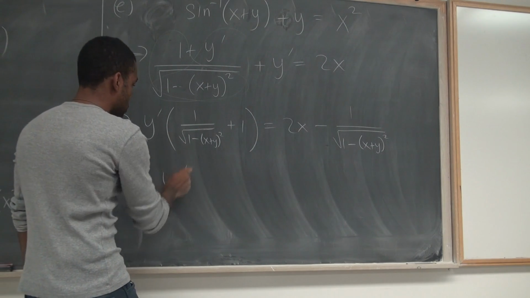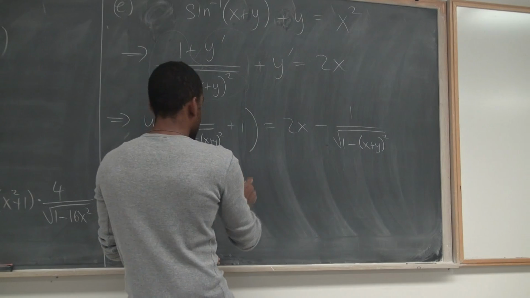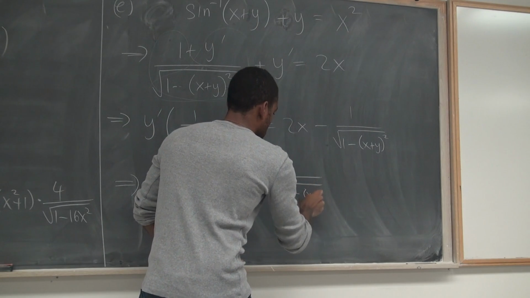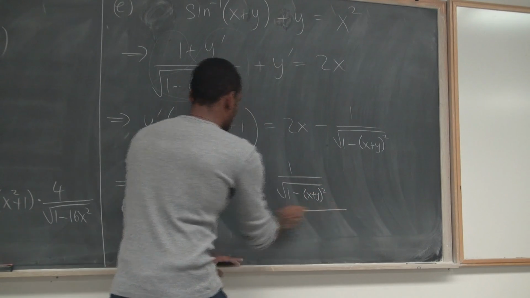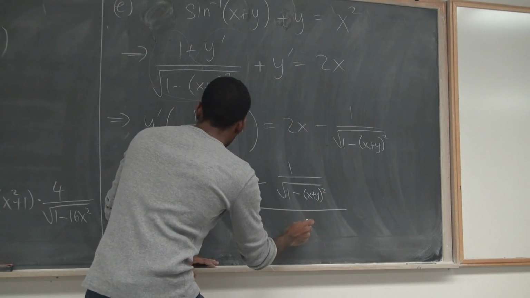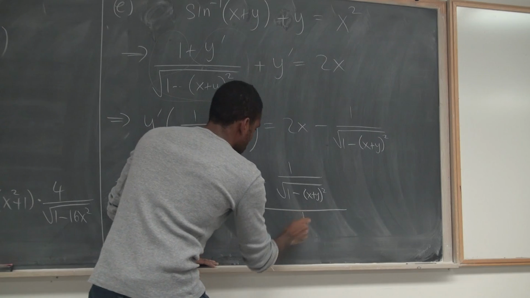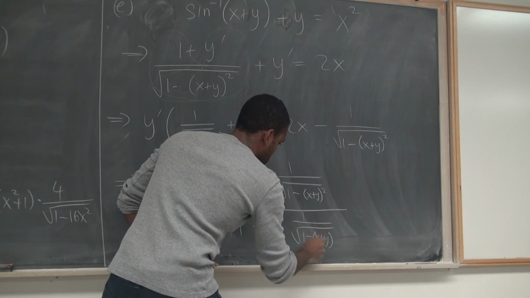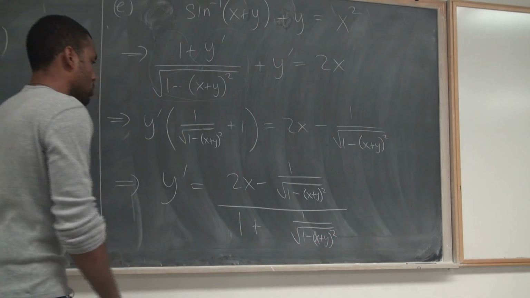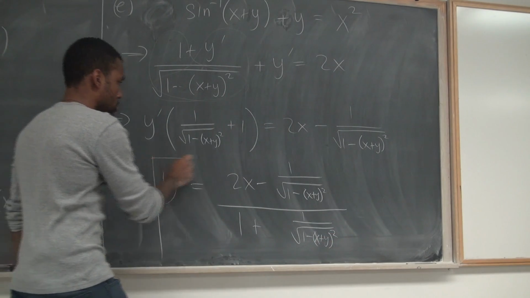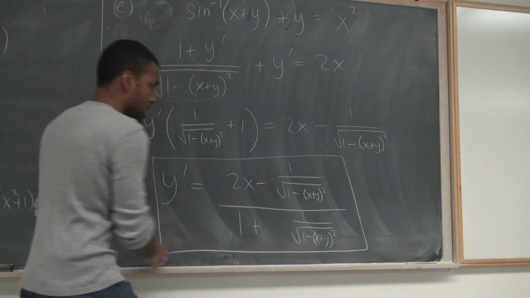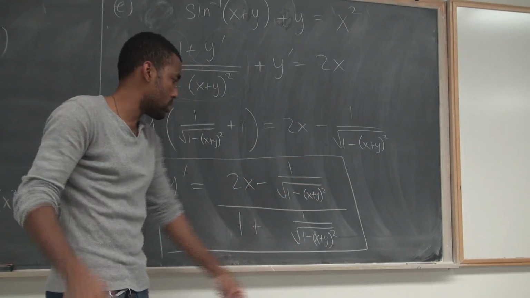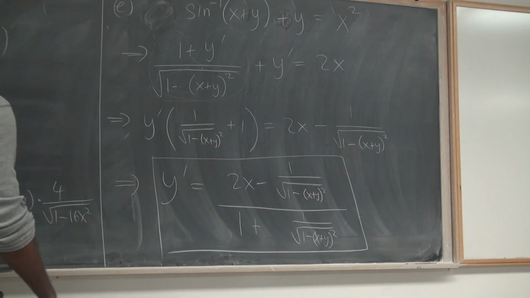So then I have y prime would be 2x minus x plus y squared all over 1 plus, which can be simplified, but I don't care to at the moment. You could just simplify this by multiplying by this over itself. Complex fraction, multiply by the LCD.